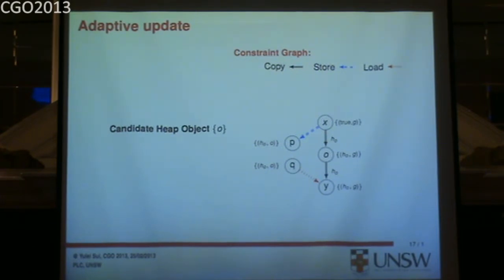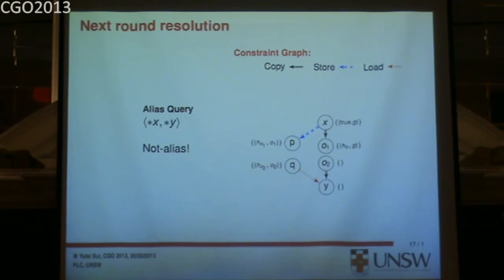There are several implementation choices. One choice is that you can still keep the old O on the graph and use the next level heap information to increase precision. Another choice is that you just remove O from the graph. And then for the next round of heap cloning, P and Q are distinguished. In such a way, X's value cannot flow to Y. So the query is answered positively.